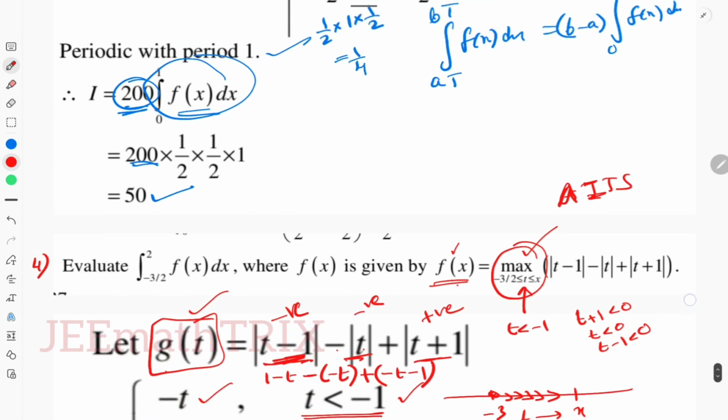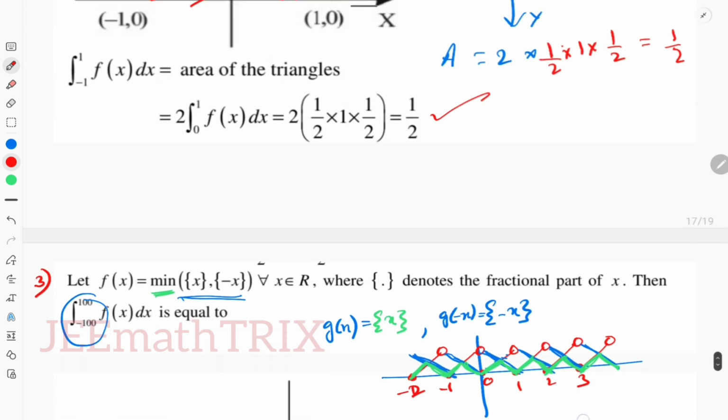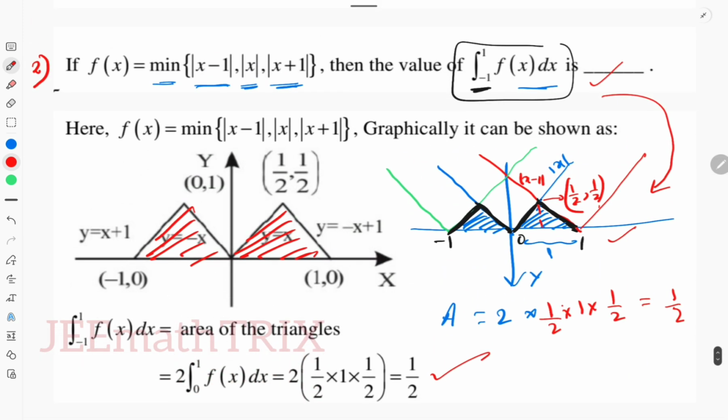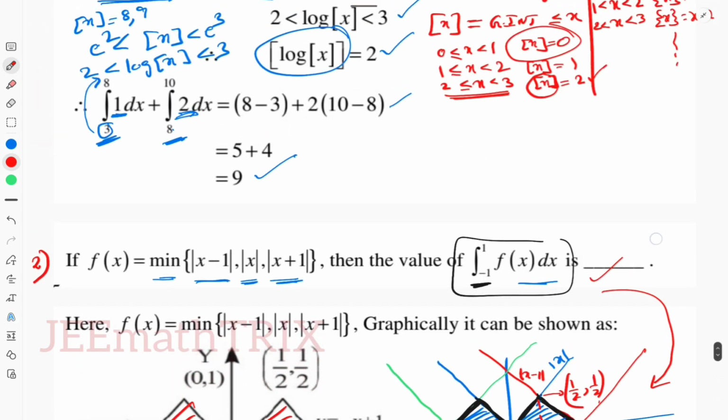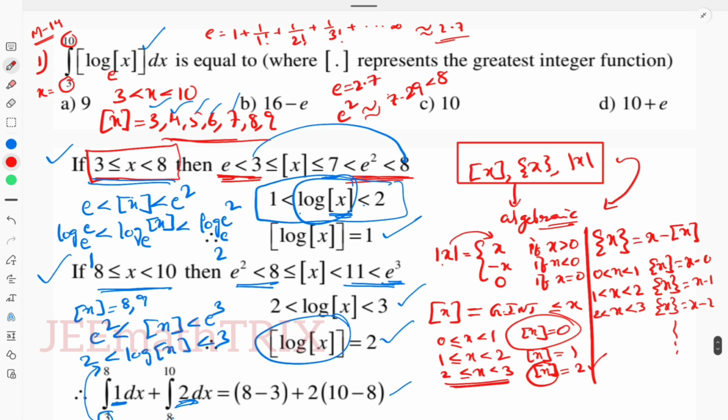Here it is based on the fractional part of x, and before that we discussed the absolute value of x, where the minimum of the function is taken, and here it is the integral part of the function. So if you are confident with these three functions, then most of the questions in calculus, particularly integral calculus, you can do very well.